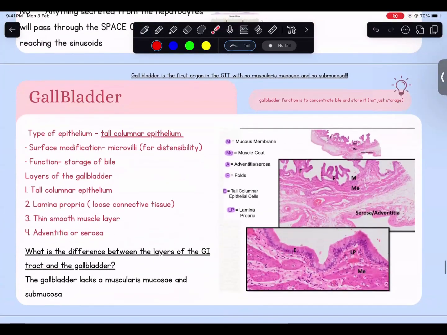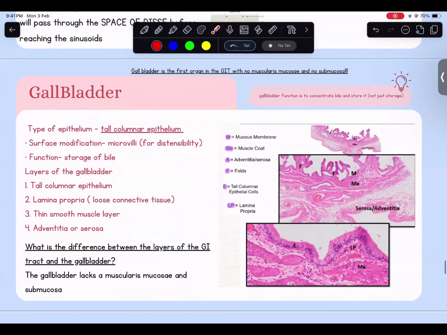So for the gallbladder, this is the first GI organ where you don't find muscularis mucosa and submucosa. So you don't have a submucosa here. The type of epithelium for the gallbladder is a tall columnar epithelium. Oh, sorry, I thought it was a highlighter. The function is usually storage of bile, but that's not the only function it has. It also concentrates the bile as it's storing it, which is written here, very important to know. It's not just storing the bile, it's also the concentration of the bile.